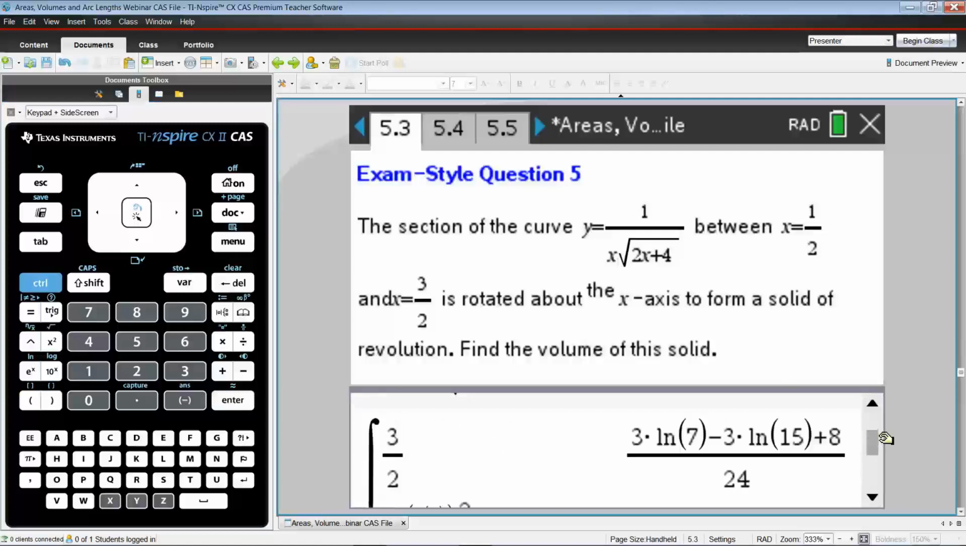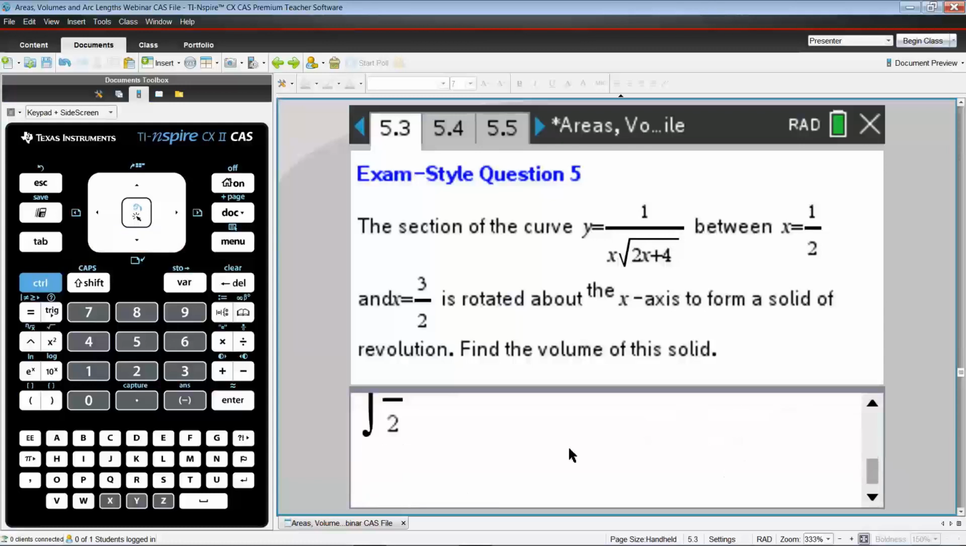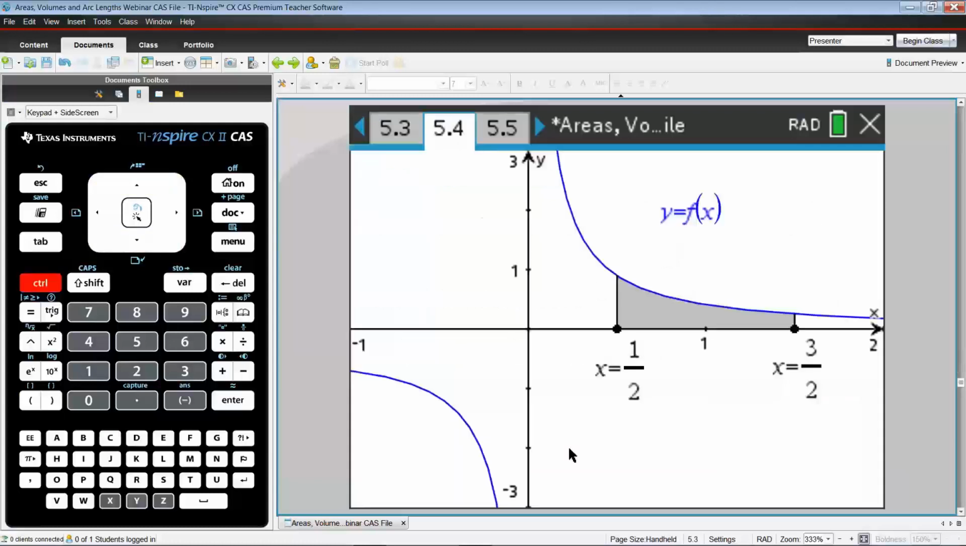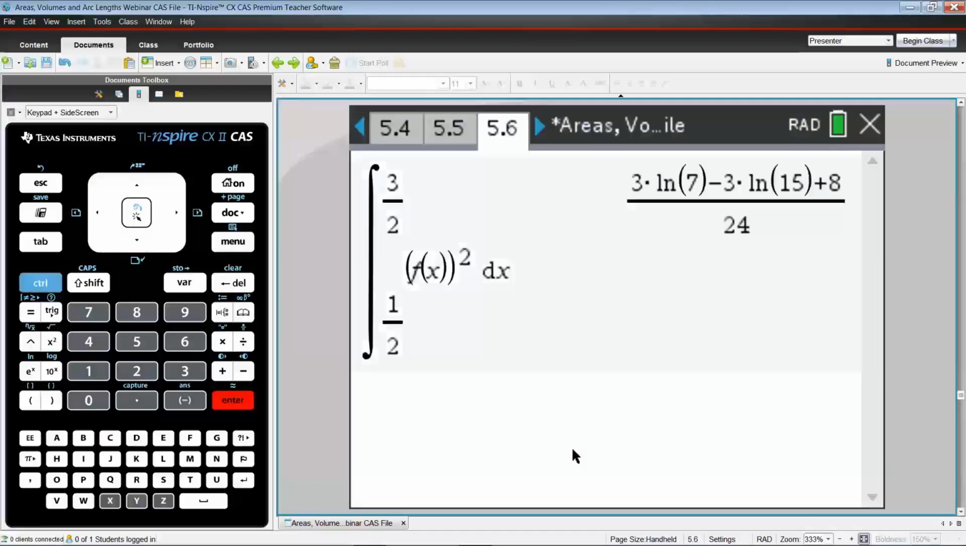Now, when you look at the answer, you get a pretty complicated result. What I might do is copy this to a new page so you can see the entire calculation slightly better. All right, so let's go to a new calculator page, and there we go.